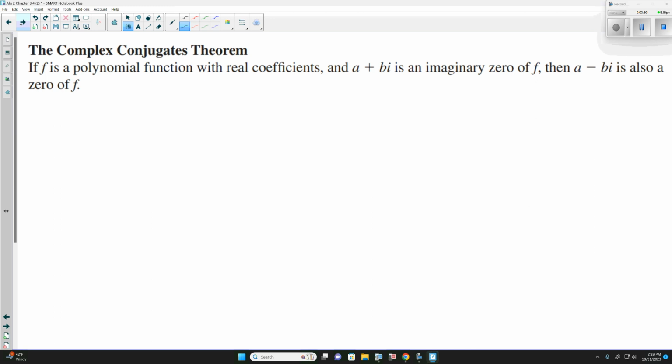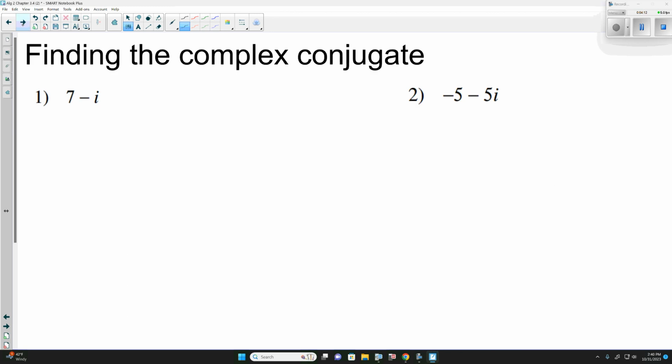Complex conjugate theorem. If f is a polynomial function and a plus bi is an imaginary 0, then a minus bi is also a 0. Well, a plus bi's complex conjugate is a minus bi. So if 7 minus i is a 0, its complex conjugate would be 7 plus i. 7 minus i's complex conjugate is 7 plus i. That's finding the complex conjugate.